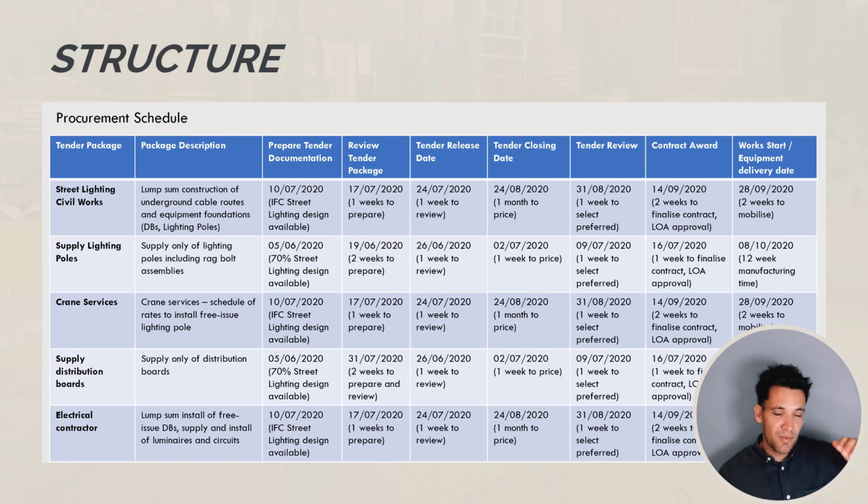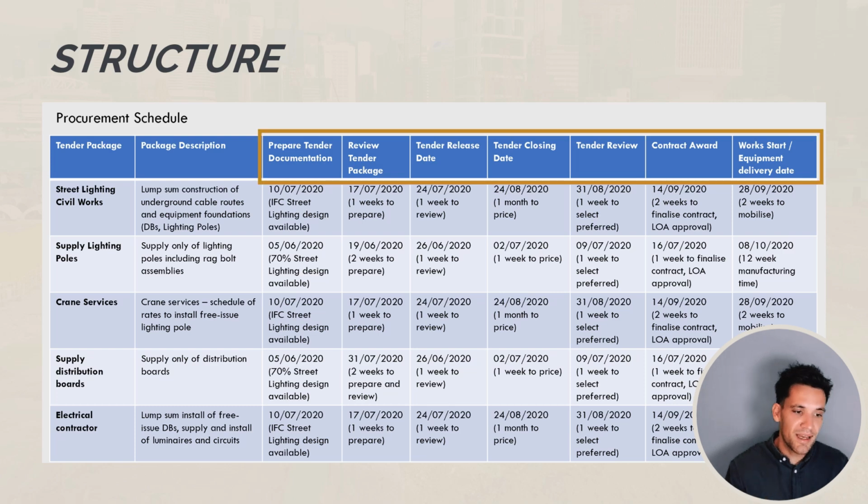It's all the different tender packages, everything we need to buy from the market, and then just the steps in the procurement process. So across the top, I've got prepare tender documentation, review the tender package, tender release date, the date we're going to close the tender review, so a time frame that we can use to assess quotes, then award a contract, and then what date the works are going to commence.